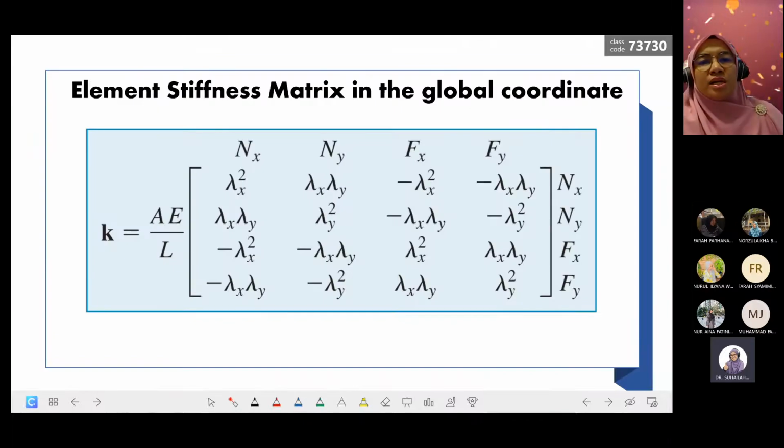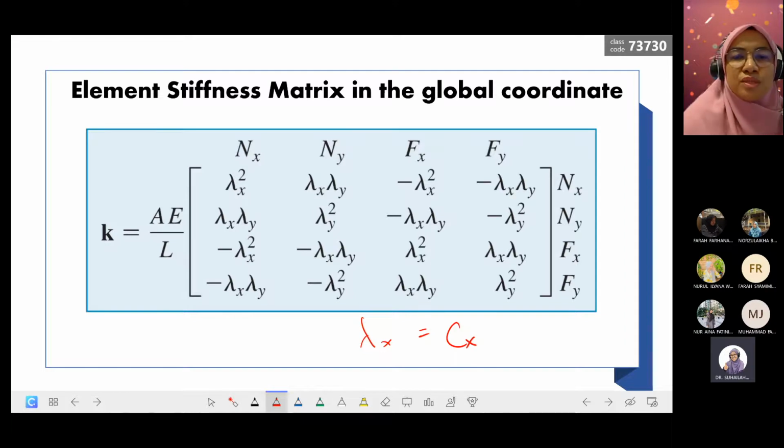Okay, so this is the formula. We can also write lambda X as C because some books use C. Anyway, doesn't matter. You don't need to write the formula. You just need to determine the value of lambda X, lambda Y, or CX, CY, and then directly fill in this K matrix the value, not the formula. So just refer to the formula.